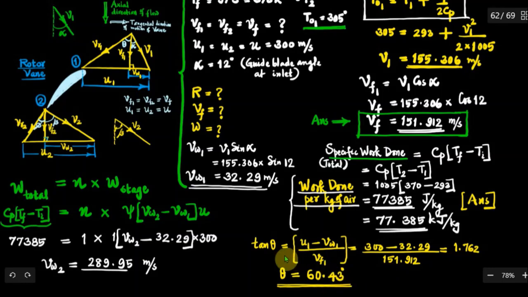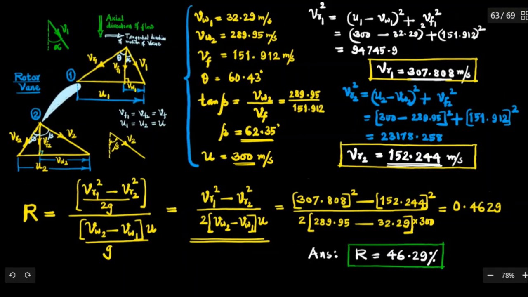So once you have this vane angle, we can proceed further and concentrate on the outlet velocity triangle this time. See, Vw1, all these values we found out so far have been listed here for reference. Vw1 we found out 32.29, Vw2 is 289.95, Vf is 151.912 meter per second, vane angle at inlet theta is 60.43. Now consider the outlet velocity triangle.